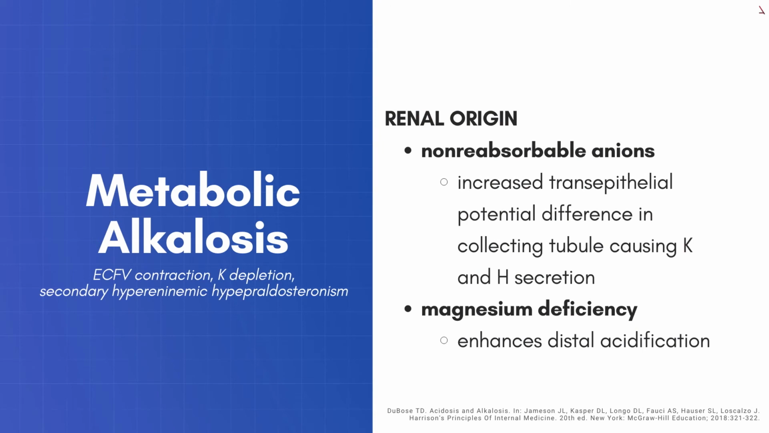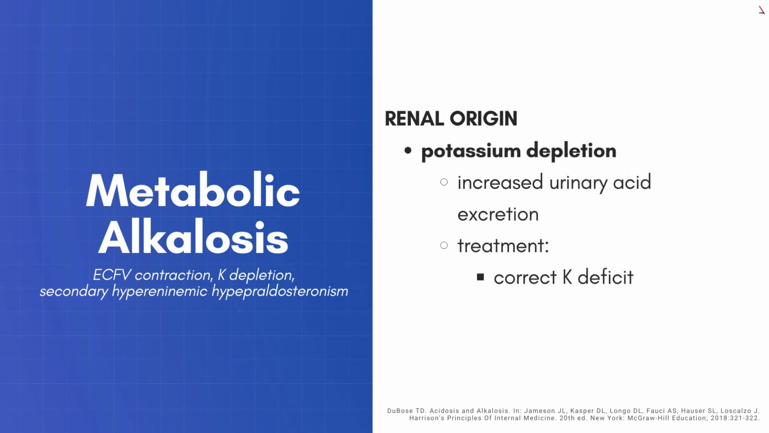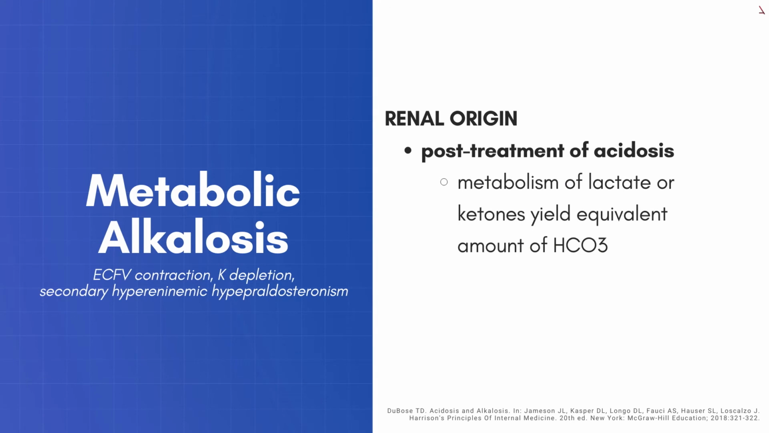Next is non-reabsorbable anions, wherein there is increased transepithelial potential difference in the collecting tubule, causing potassium and hydrogen secretion, while in magnesium deficiency there is enhanced distal acidification. In potassium depletion, there is increased urinary acid excretion, and this is treated by correcting the potassium deficit. Next is post-treatment of acidosis. So there is metabolism of lactate or ketones which yield an equivalent amount of bicarbonate.